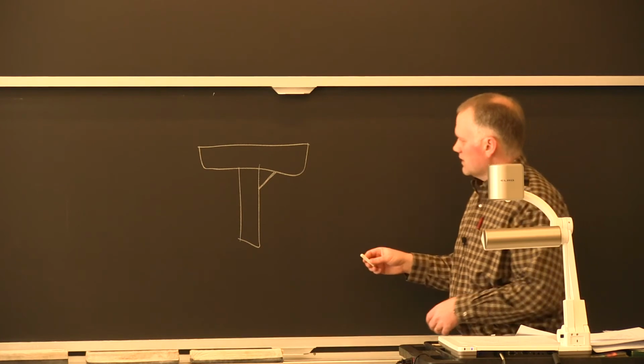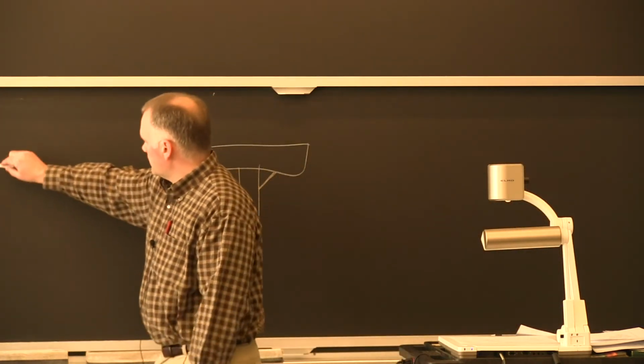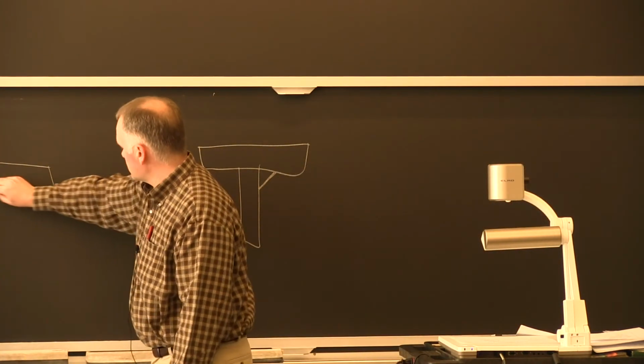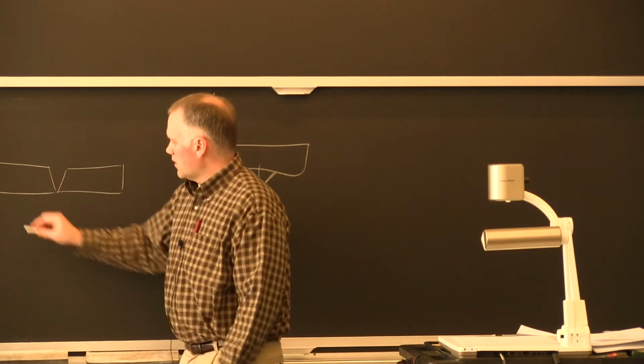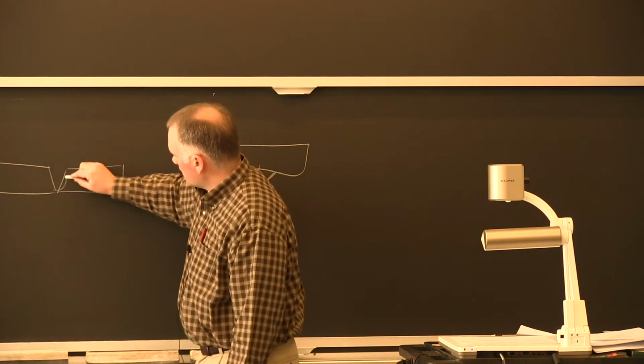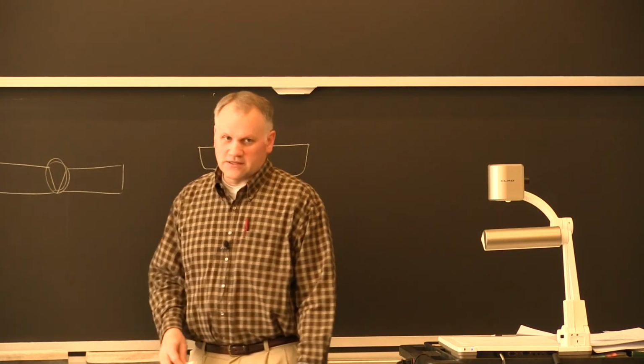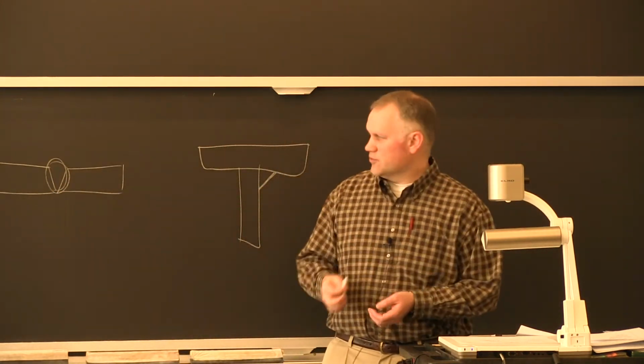The second type of weld is a groove weld, where if you've got, looking at a cross section, a couple of pieces of metal that you want to weld together, and you're going to put a weld in here. That's a groove weld because you're filling up the groove.